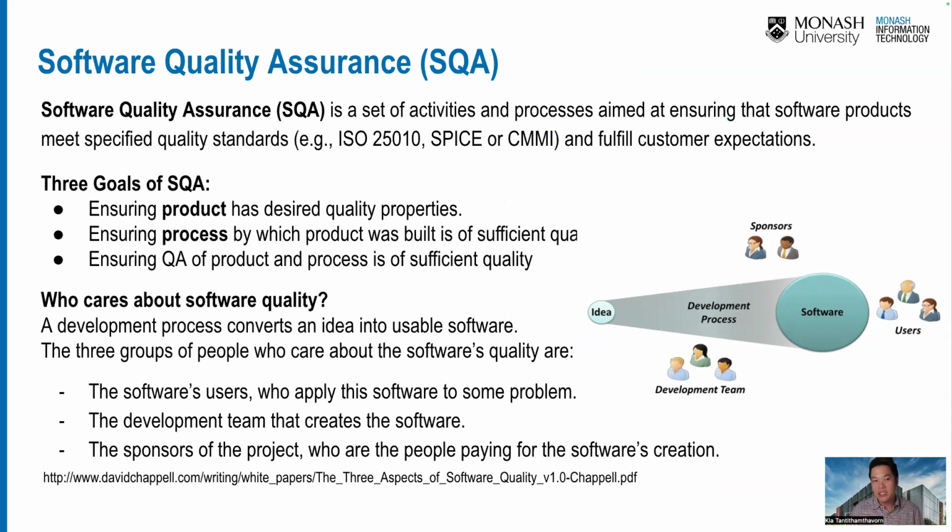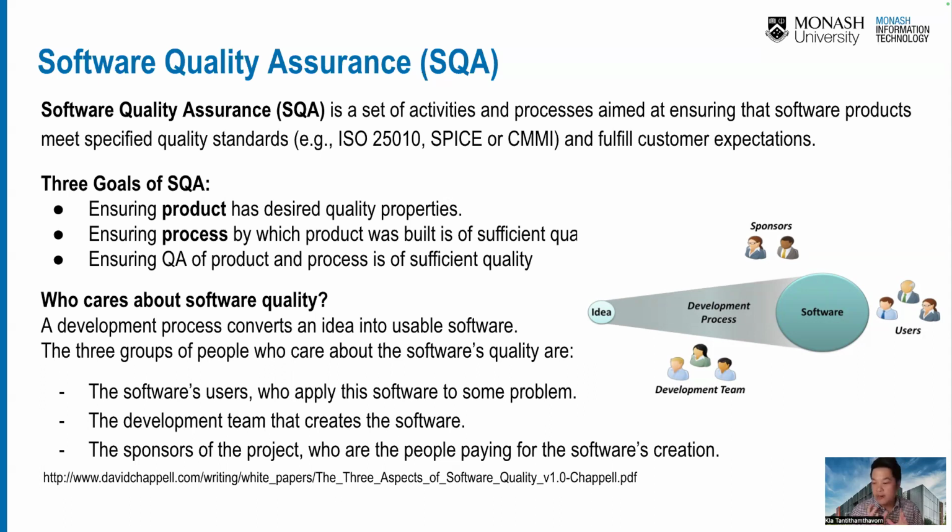By definition, software quality assurance is a set of activities or processes. They aim to ensure that the software products meet the quality standard. At the moment, there are different quality standards that have been used in software organizations, like ISO 25010, SPICE, or CMMI, the maturity model, that kind of thing. So there are different standards that have been used nowadays, right? But in general principles, they really focus on three things, okay? The three goals here of the SQA.